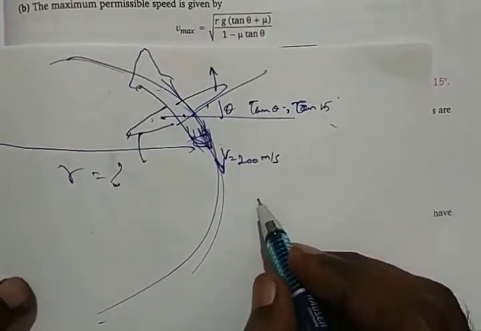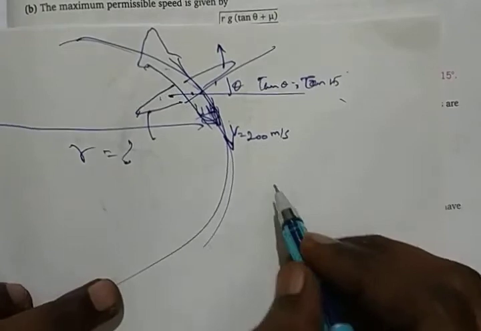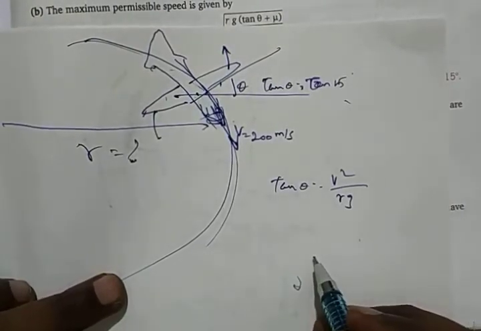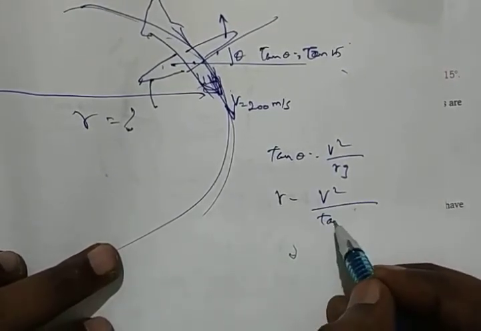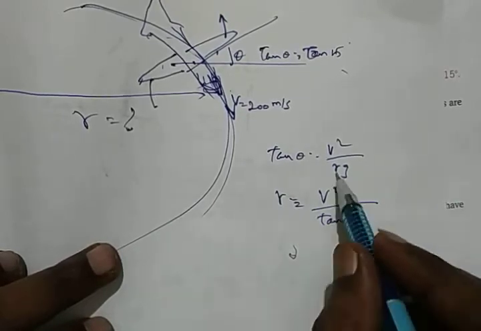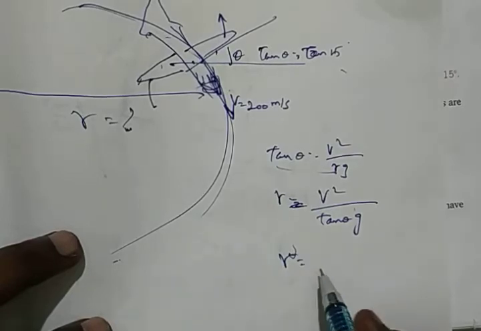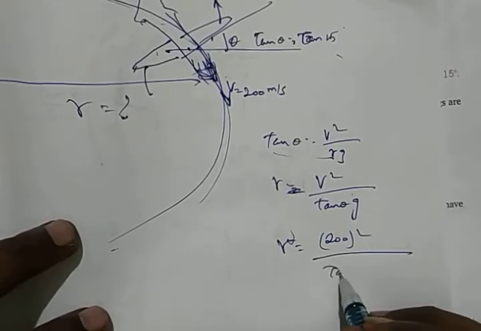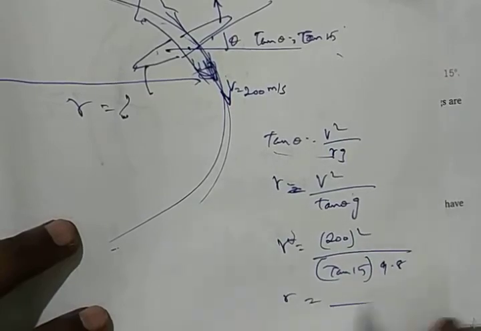It's going to be the same formula that we used for the bending of the cyclist and the velocity. These all things are going to be the same. So tan theta is going to be equal to v square upon r g. Alright, so radius is asked, r is asked. So r equals v square upon tan theta into g. There's no friction here, there will not be any friction. So the radius you can find out. v is already 200, squared, and it is tan 15 into 9.8. So you'll get the answer here.